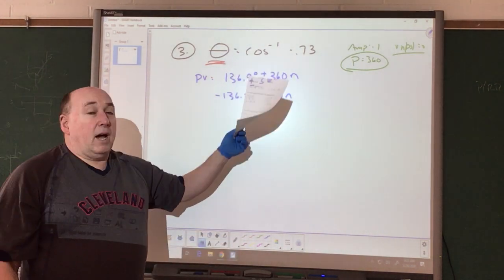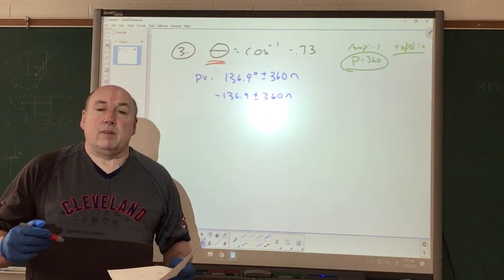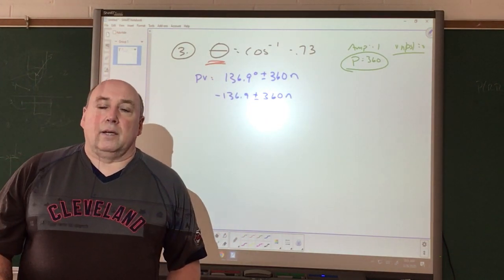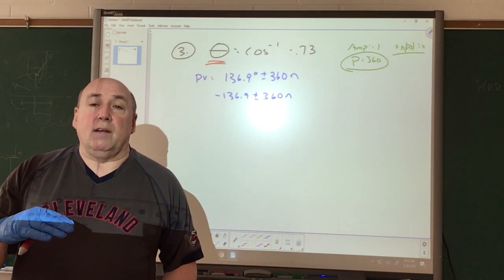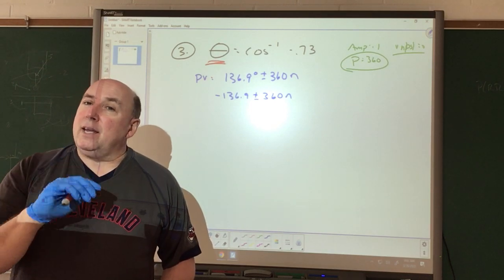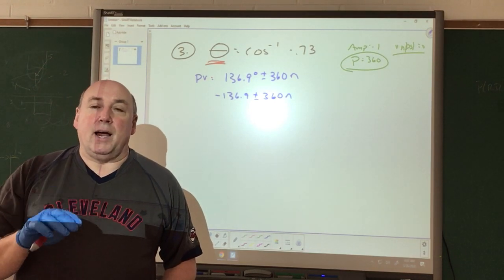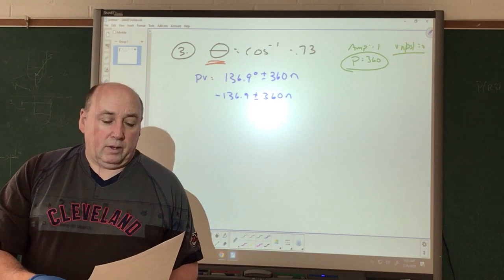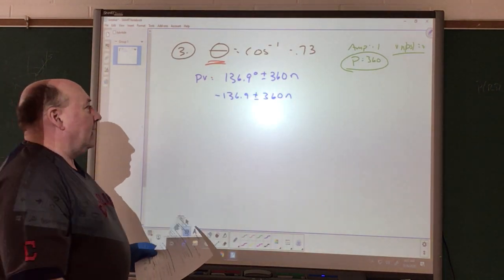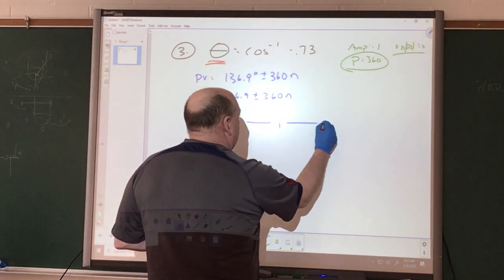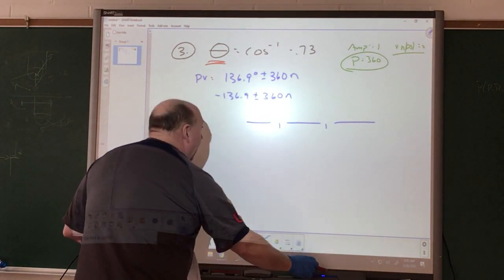Now, if this was a sine, like we have in problem number 4, we have to deal with its supplement. So we either have to subtract from 180 if we're in degrees, or if we're in radians, we have to subtract from pi, 3.14. First three positives, first three smallest positives.